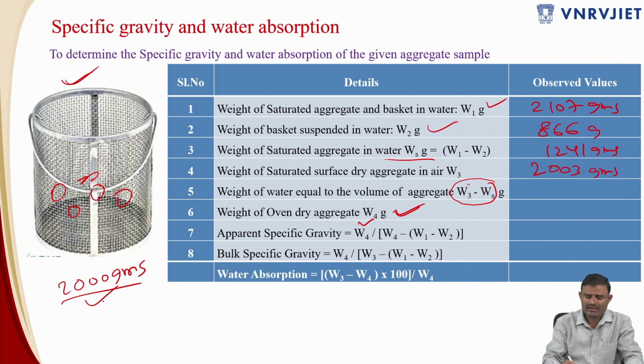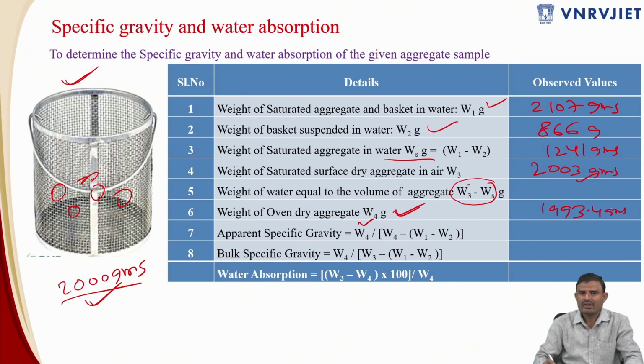Initially, the weight of the aggregate I have taken is only 2000 grams. But because the surface is dry and the aggregate is saturated, with some amount of water in the pores, the weight has turned out to be 2003 grams. After that, you again keep that aggregate in the oven and find the oven-dried aggregate weight, which will be less than 2000 grams. In this case it has turned out to be 1993.4 grams.